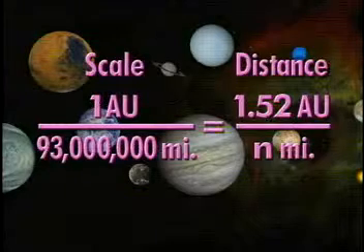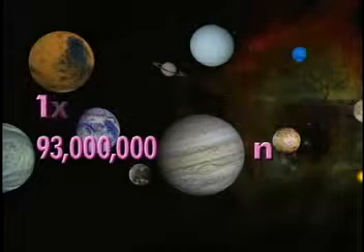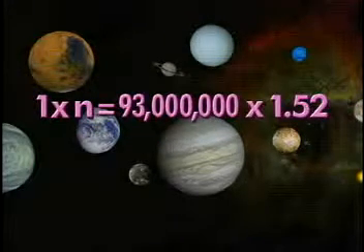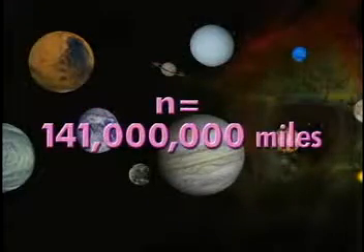After setting these ratios equal to each other, let's find the cross products. The equation becomes 1 times n equals 93 million times 1.52. Multiplying, we get the distance from Mars to the Sun to be approximately 141 million miles. Using the astronomical unit instead of the mile or the kilometer makes it easier to compare the distances between the planets and the Sun. For example, it's easier to remember that Mars is 1.5 times further away from the Sun than the Earth than it is to remember that it's 48 million miles farther away from the Sun than the Earth.